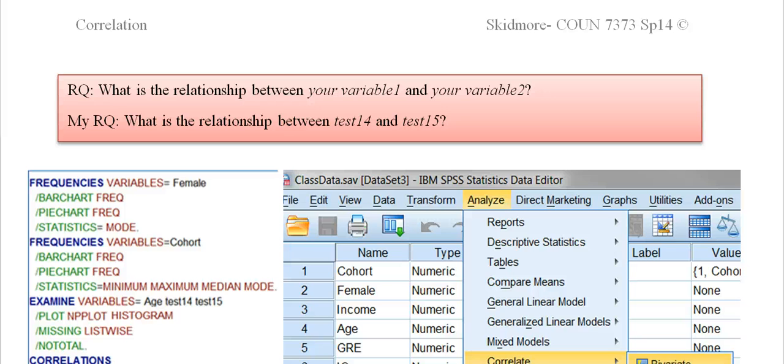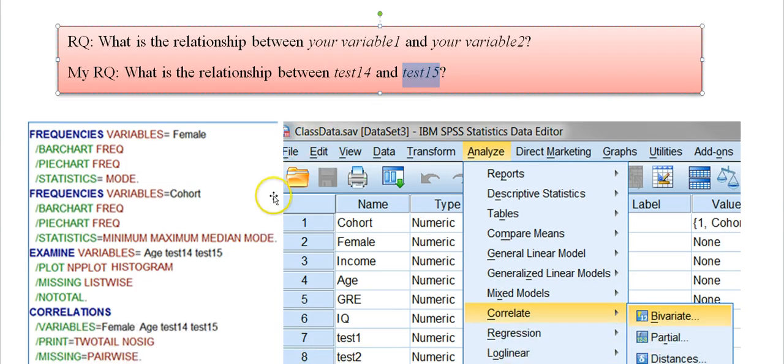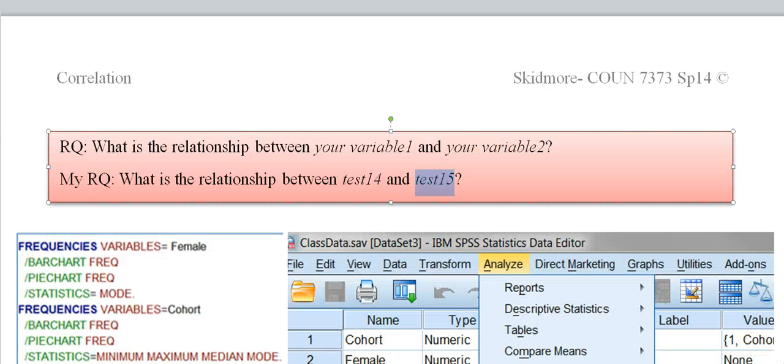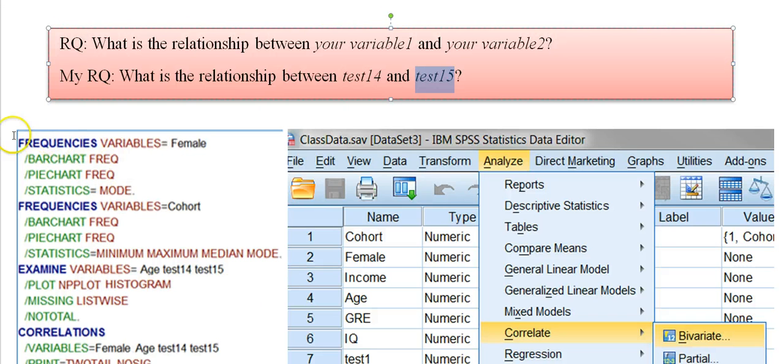Alright, so let's look at the correlation coefficient, and the research questions that we have are: what is the relationship between your first variable and your second variable? And you have these listed within Blackboard, and so I'm going to use test 14 and test 15 for example purposes.